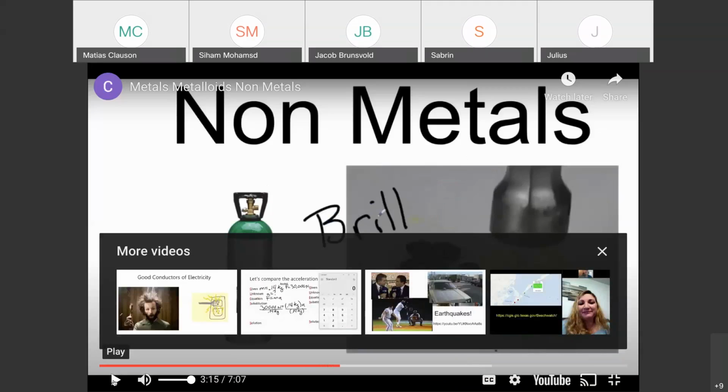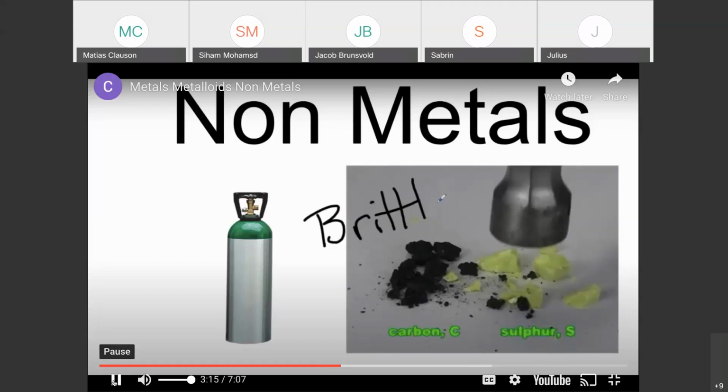Remember, malleable means that they're easy to shape. So, like metal, you could shape it into any shape that you want. If you try doing that to carbon or sulfur, they'll just break into pieces. And so that means that they're brittle. So the solids are brittle, and most of them are gas.